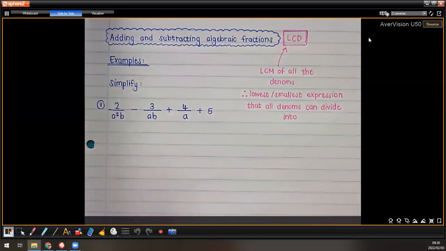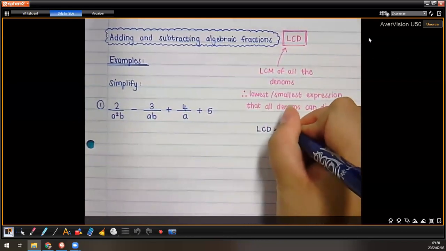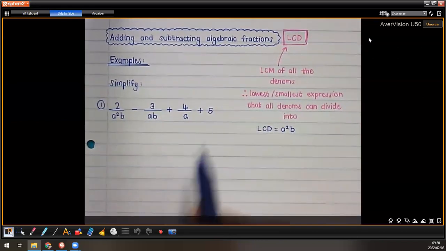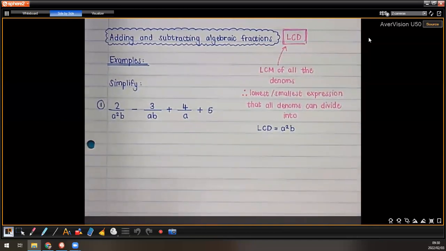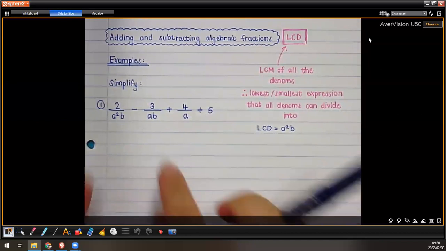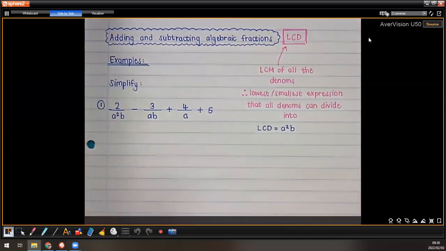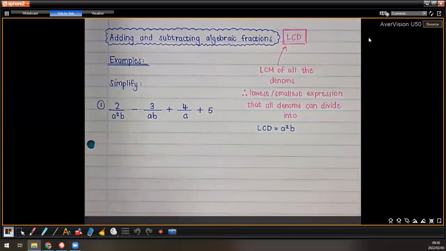All right, let's write that on the side. LCD is A squared B. Because if the LCD is A squared B, all 3 of my current denominators can divide into that. All right, we don't have to put an A cubed or an A to the 4 because there are 4 A's. We just look at the variables, we take them to their highest exponent, that goes into the LCD, and we need to make sure that we are including all of the variables.